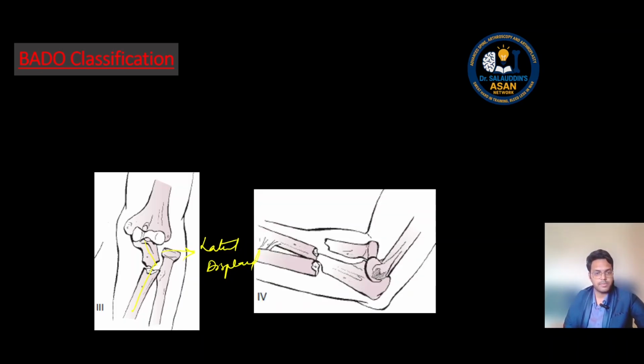Now we will come to type 3 and 4. Type 3 is when there is lateral displacement of the radial head. The radial head has gone laterally and the fracture is angulated laterally. This is type 3. Type 4 is when you have a proximal 1/3 radius shaft fracture and an ulna fracture. When both the radius shaft and the ulna shaft in the proximal 1/3 are fractured, it is called type 4. This is type 4 of the Bado classification.